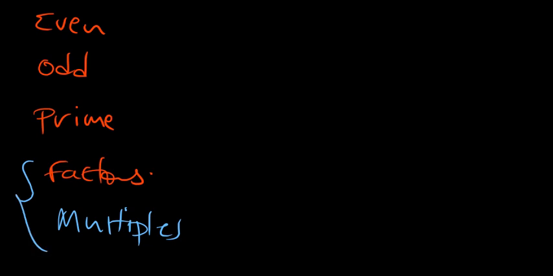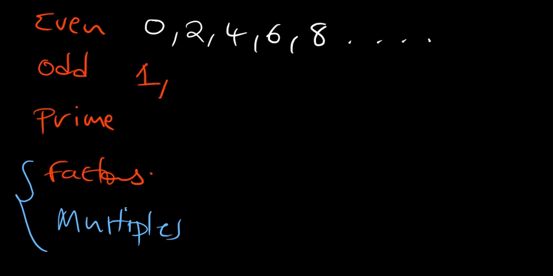So what are even numbers? Even numbers are numbers that if you divide by 2 give a remainder of 0. So 0 itself is an even number. So 0, 2, 4, 6, 8, and so on and so forth. Odd numbers, if you divide by 2 give you a remainder of 1. So I think we'll start from 1 itself. 1, 3, 5, 7, 9, 11. All these are odd numbers.